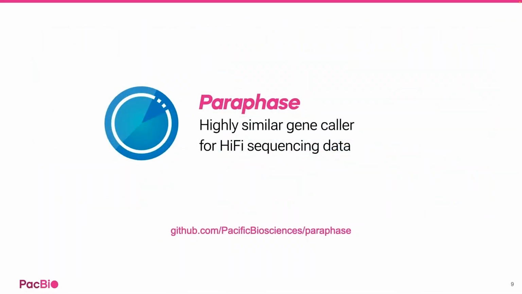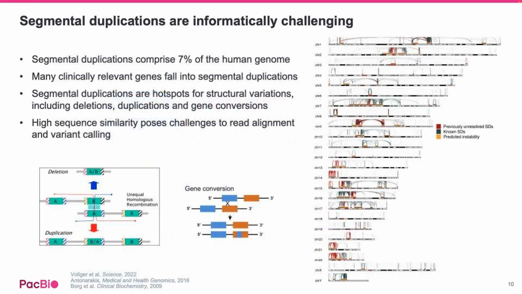Moving on to Paraphase, which is a caller specialized in segmental duplication regions. Segmental duplications are duplicated blocks of genomic DNA ranging in size up to 200 kb.